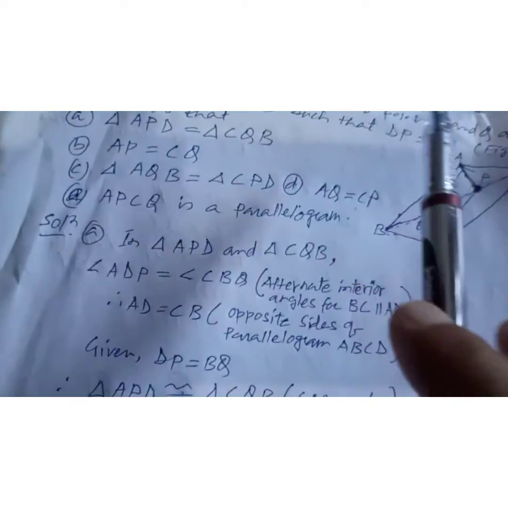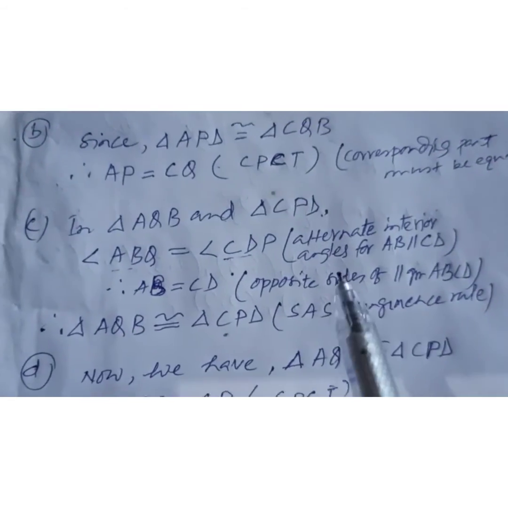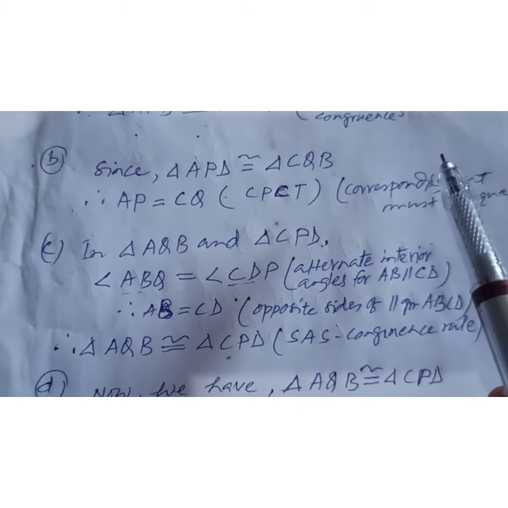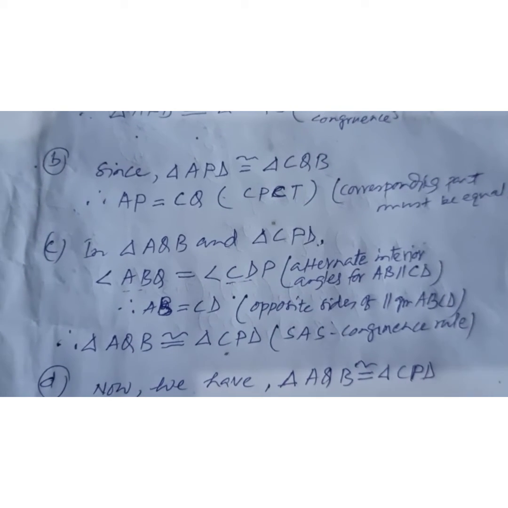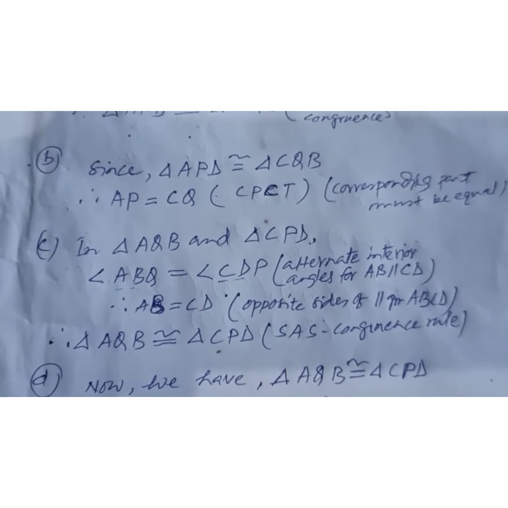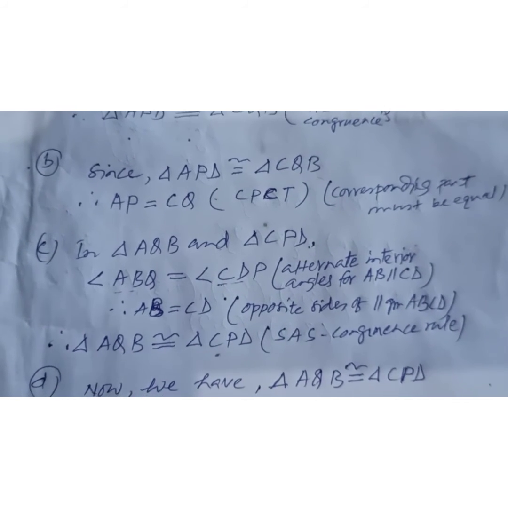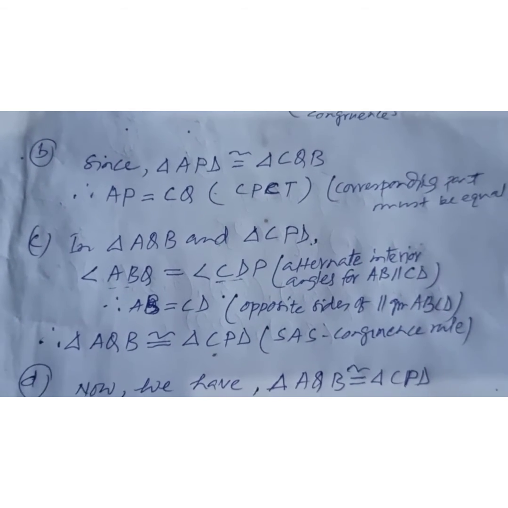And the second one: since triangle ADP is congruent to triangle CQB, therefore AP equals CQ. That is CPCT, corresponding parts of congruent triangles must be equal. So the second part is also finished.